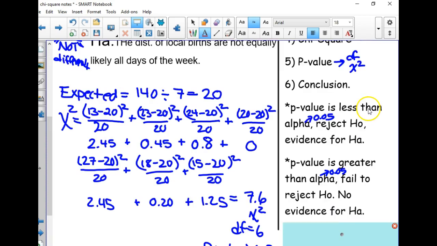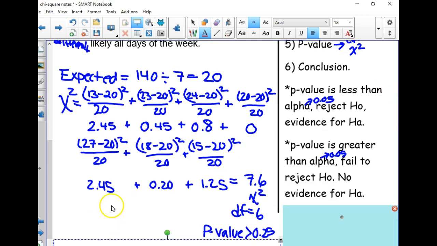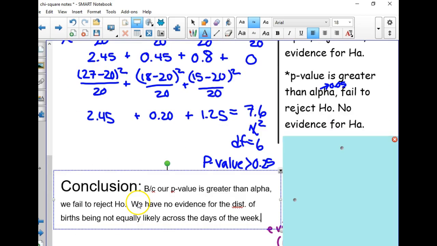All right, so we just have to write our conclusion, and I have our conclusion up here. We don't know what our p-value is, but we know that it's pretty high. It's above 0.25. So we take our conclusion and we then say, okay, we need to fail to reject H naught. So because our p-value is greater than alpha, we fail to reject H naught. We have no evidence for the distribution of births being not equally likely across the days of the week. So we have no evidence for that.